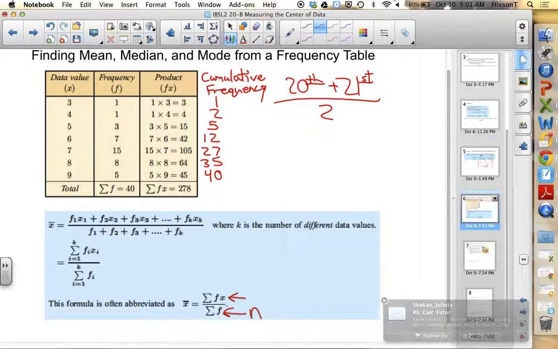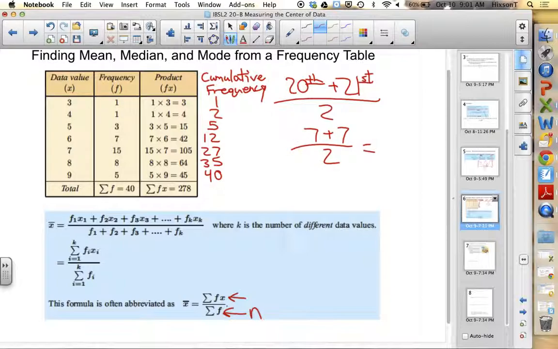But here we can also see there were 15 sevens, which means both the 20th and the 21st are in that 7 range. So, not that you need to write this down, but the average of 7 and 7 will just be 7. Sometimes it does end up in the middle of one of these groups and then it's just 7. Sometimes you actually have to find the mean of 2 different scores to get it, but that would be our median.